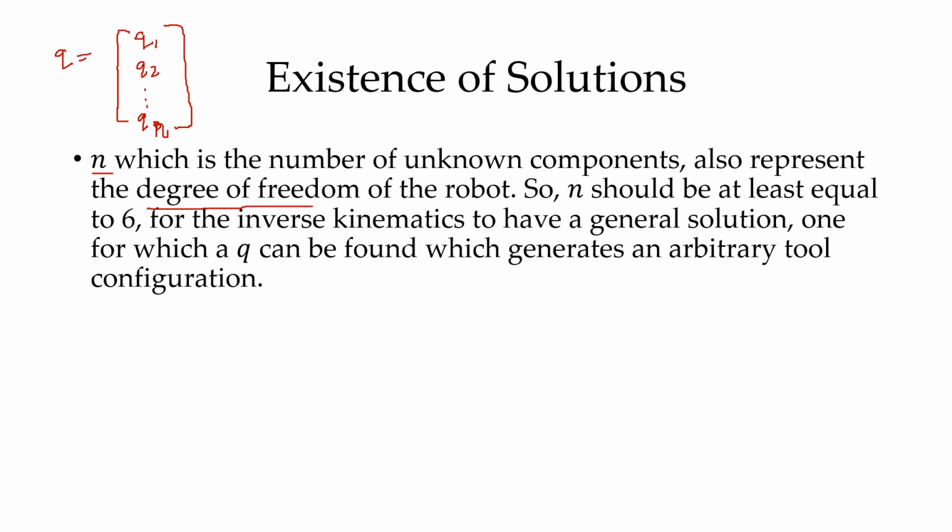Similarly, the robot should have 6 degrees of freedom for it to have a general solution for inverse kinematics. That is, if you are giving the position and orientation within the work envelope, for it to give the values for joint parameters, the robot should have at least 6 degrees of freedom. Only then we can find values of q. That is what we mean by the general solution. So n should be greater than or equal to 6.